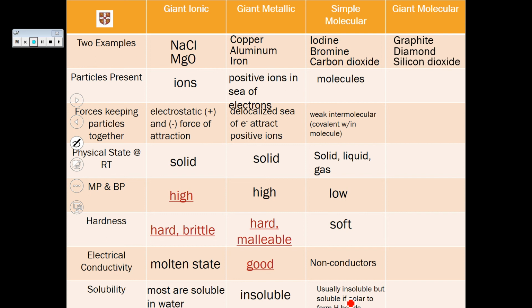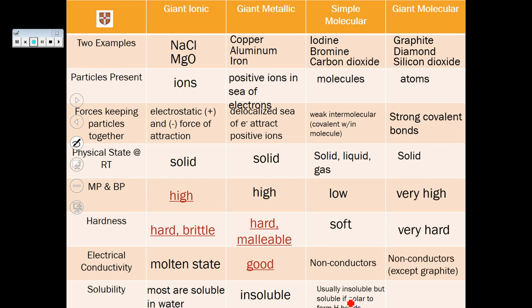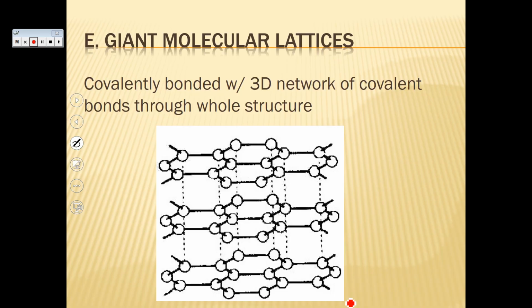So a giant molecular structure is a molecule. It's between covalently bonded things, but they are slightly different than simple molecular because their structure is more advanced and more intricate. The particles present are atoms. The forces keeping them together are strong covalent bonds. They are solid at room temperature, very high melting and boiling points, very hard, non-conductors except for graphite, and they are insoluble in water. So the giant molecular lattices, covalently bonded with a 3D network of covalent bonds through the whole structure.